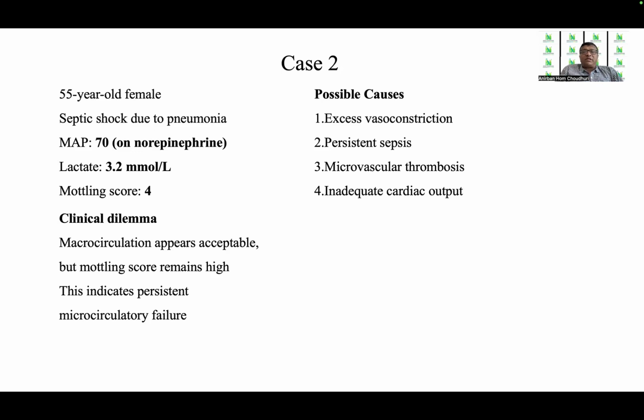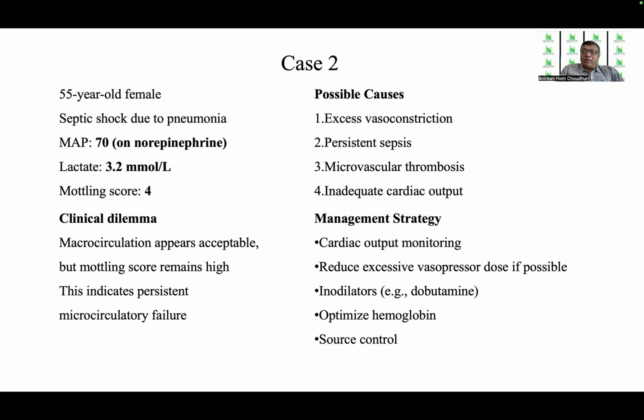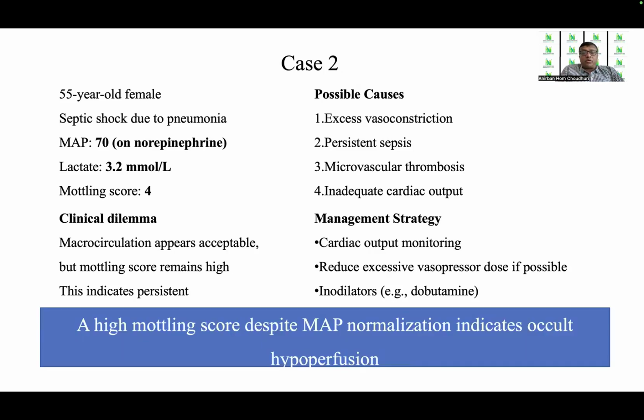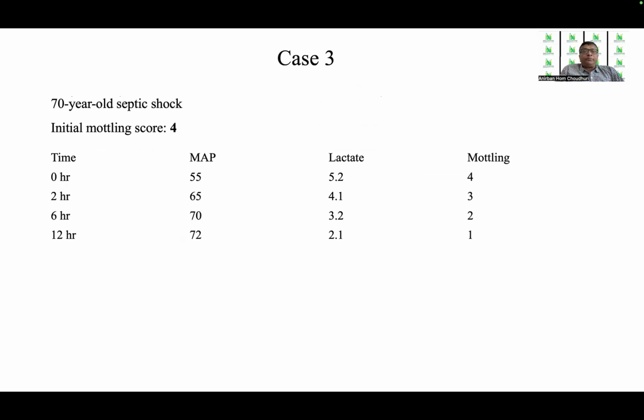And the possible causes in this case would be excess vasoconstriction, persistent sepsis, microvascular thrombosis, as well as inadequate cardiac output. So the management strategy should include cardiac output monitoring, reducing the excessive vasopressor dose if possible, because excess vasoconstriction is the one which is responsible here, inodilators like dobutamine in place of pure vasopressors, optimizing hemoglobin as well as source control. So a high mottling score despite MAP normalization indicates occult hypoperfusion.